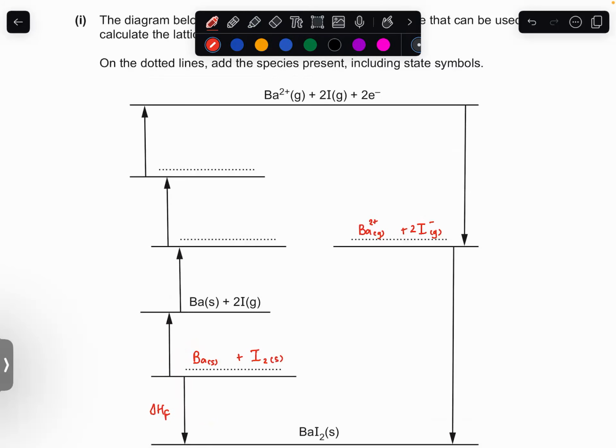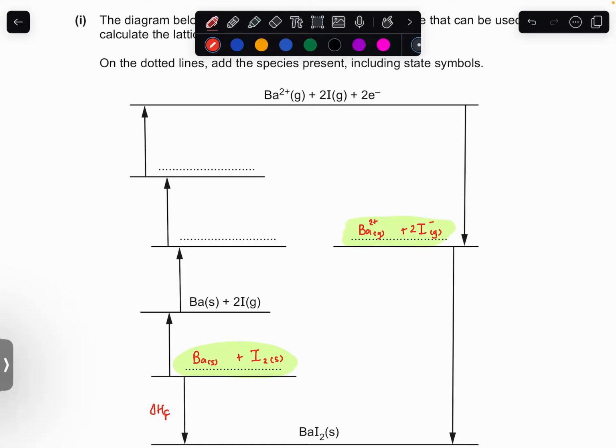Now, it's asking you to complete it. So what we've got here is we're trying to get these elements in their standard state to these gaseous ions. We're trying to get from there to there. So the state symbols and the charges and the formula, you have to pay careful attention to.